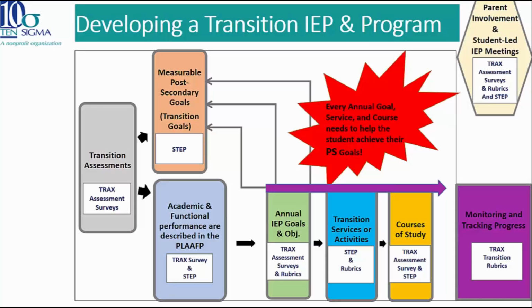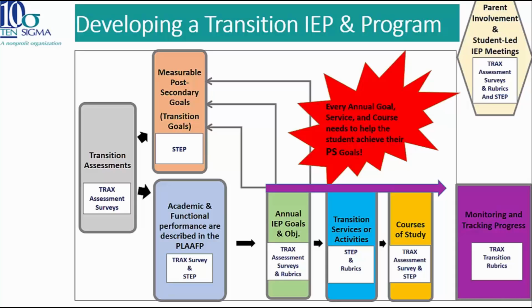The next piece, writing the present levels of academic achievement and functional performance, can be taken out of the TRACS transition survey and the STEP program. The STEP program is also used to write the students' measurable post-secondary goals because they have done activities and tasks and involve the parents in order to help them identify their measurable post-secondary goals in that program.